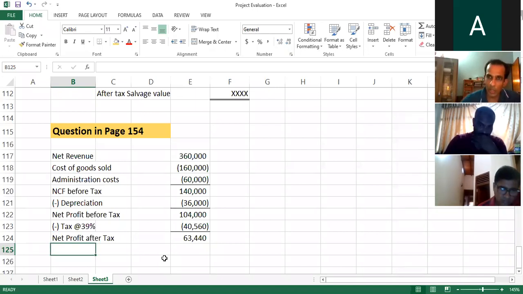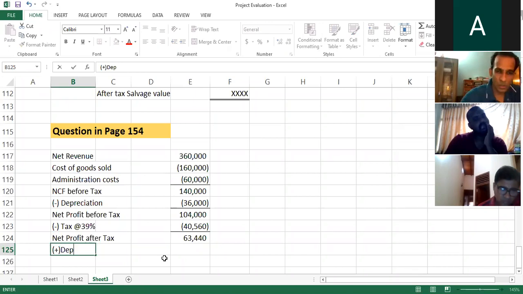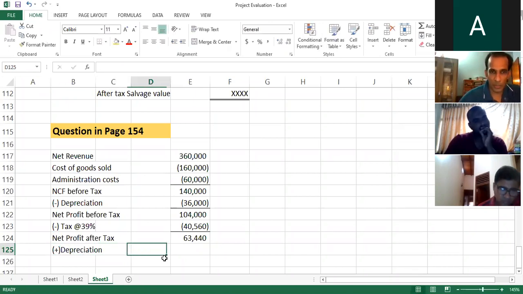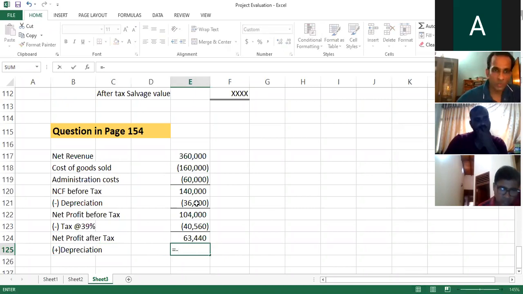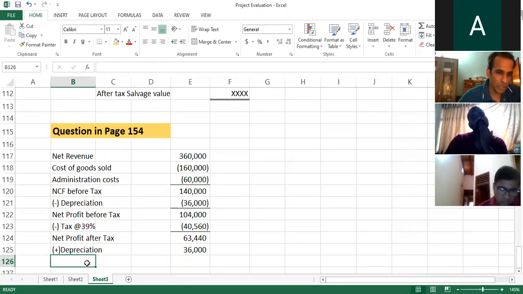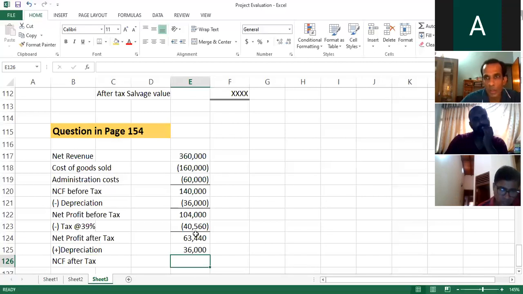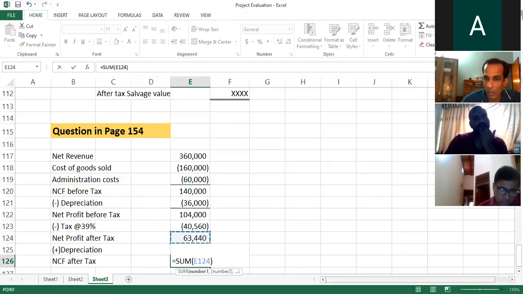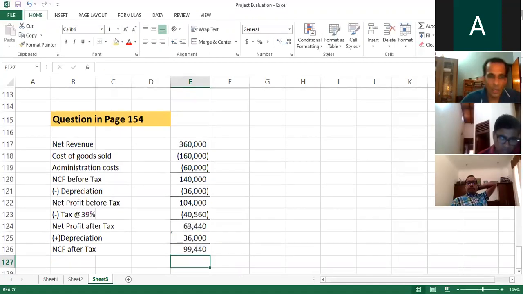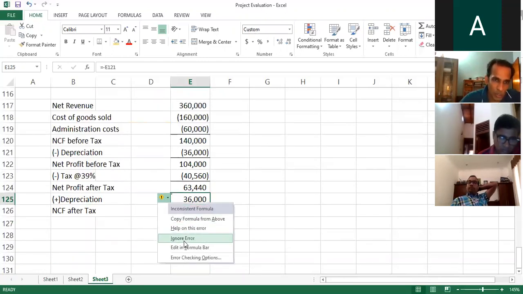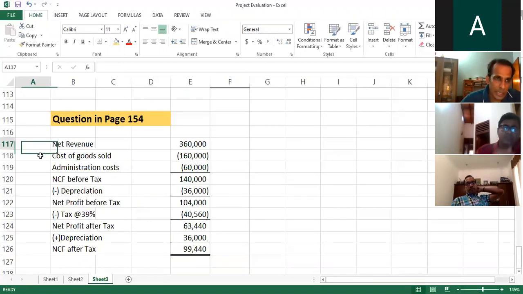Net cash flow. Then we have to add back depreciation, right? When you add back depreciation, that is 36,000 you need to add, and when you add depreciation, then you get the net cash flow after tax. We need to calculate the annual cash flow. The net cash flow after tax is 99,440, right? So based on the information given, we can easily calculate the net cash flow after tax.